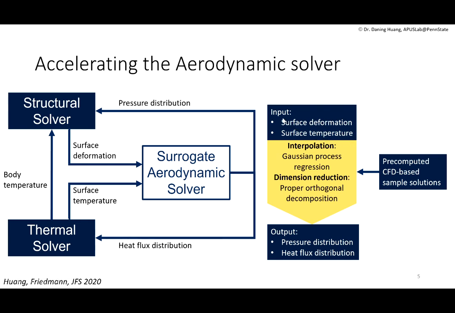And then from the input to output, we use some technique of Gaussian process regression, also known as kriging, for the interpolation. We also used some dimension reduction techniques to reduce the size of the data and make this interpolation more efficient. Doing this trick can accelerate the aerodynamic solver by 4 orders of magnitude. What had to be done in minutes to hours now can be done in milliseconds.